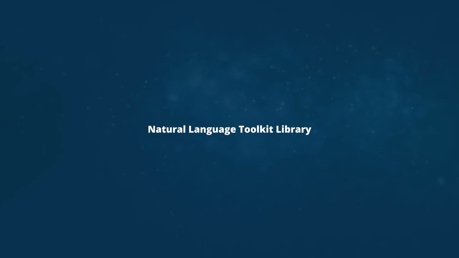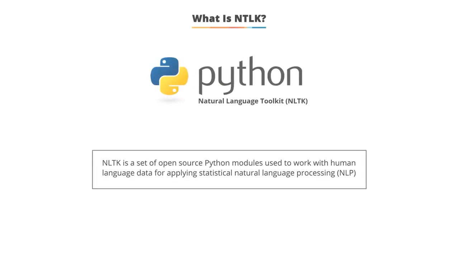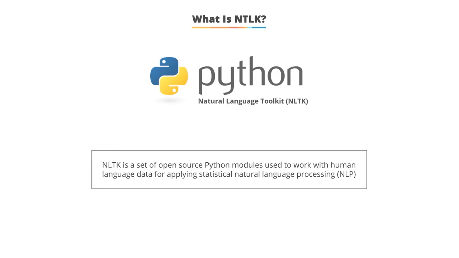Let's look at the Natural Language Toolkit library in detail. Natural Language Toolkit is a set of open-source Python modules that are used to apply statistical natural language processing on human language data. Let's see how you can do the environment setup of NLTK.